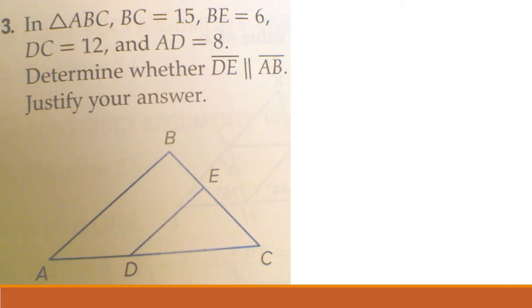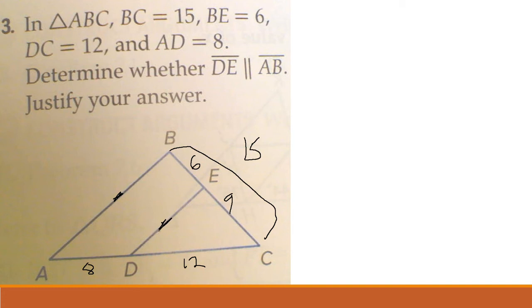So let's do another one here. It says in triangle ABC, let's mark these down here. BC is 15, BE is 6, DC is 12, and AD is 8. Determine whether these two lines are parallel, DE and AB. Well, first off, if the entire thing is 15, I know that this side's 6. That means this side over here has to be 9, because 9 plus 6 would have to add up back to 15. So just to get that out of the way first.